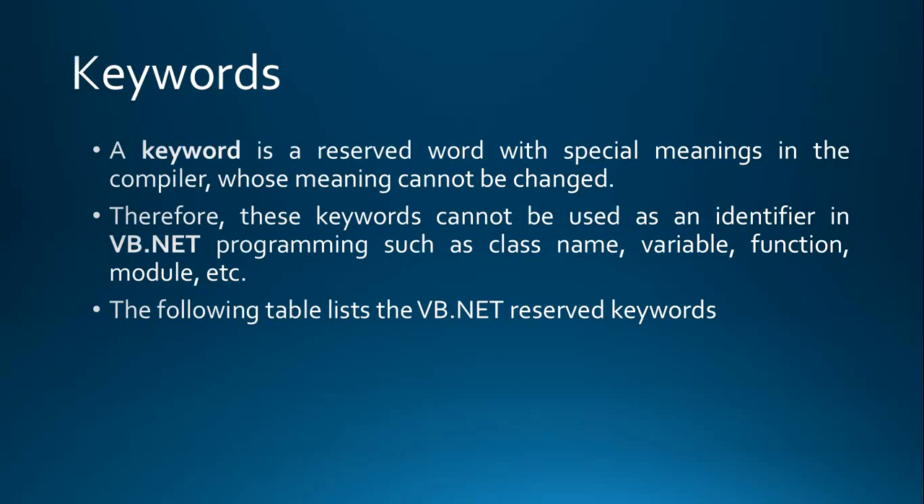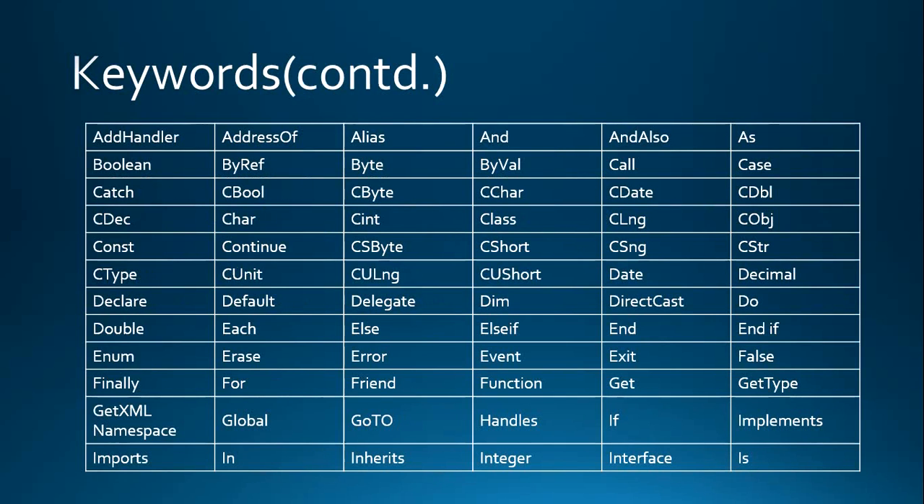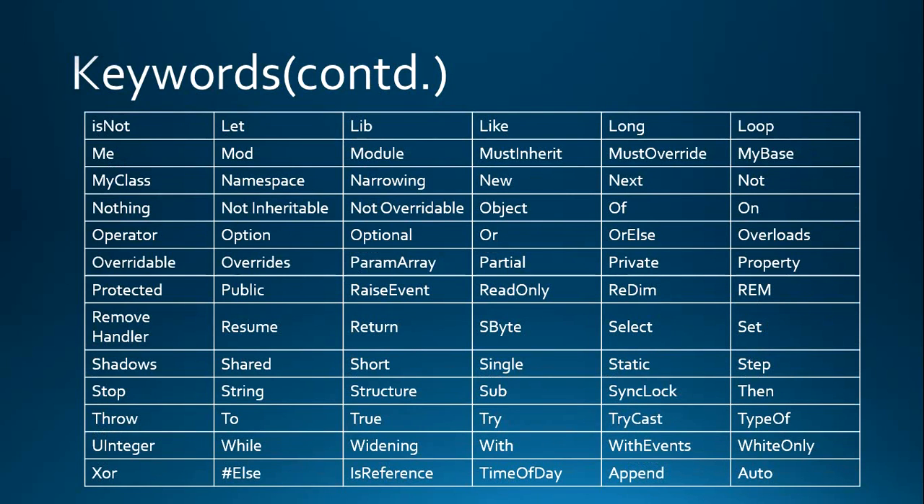The following table lists the VB.NET reserved keywords. In the following couple of slides we will be seeing the list of reserved keywords that are used by the compiler. So these are the keywords, as you can see: AddHandler, AddressOf, Alias, And, As, etc. All these terms that you see on this screen, as well as on the next screen, are keywords that are used by the compiler.